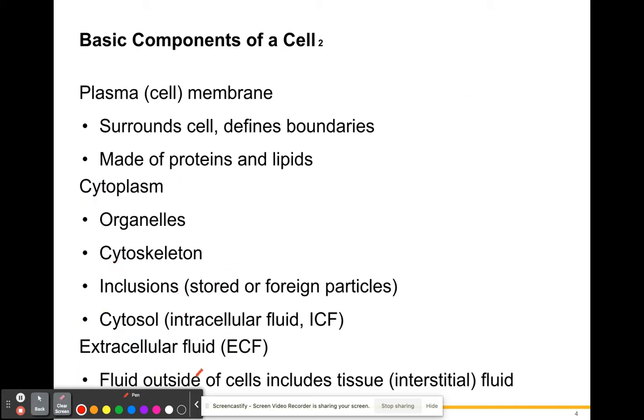There's fluid outside the cell, or the fluid that sits between cells. We call that interstitial fluid. So you'll have spaces between cells. Here's one cell, it'll be next to other cells, and there are spaces in between, and all the spaces in between are filled with what we call interstitial fluid.